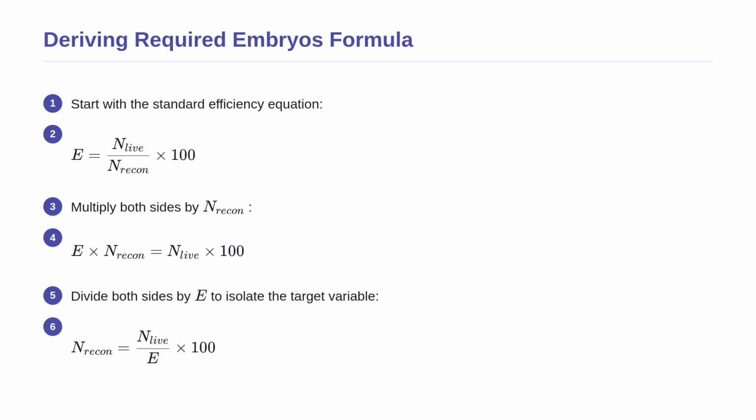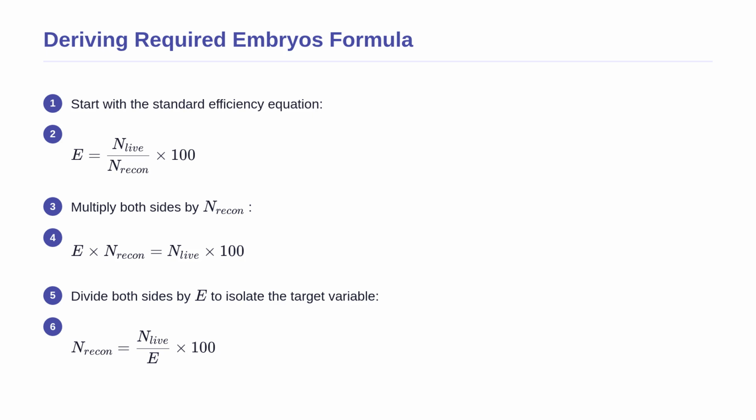Now that we have used this formula to find efficiency, let us look at how we can manipulate it for planning future experiments. Sometimes we already know our target efficiency and how many live animals we need, but we do not know how many embryos to start with. We need to algebraically rearrange our formula to solve for N recon.